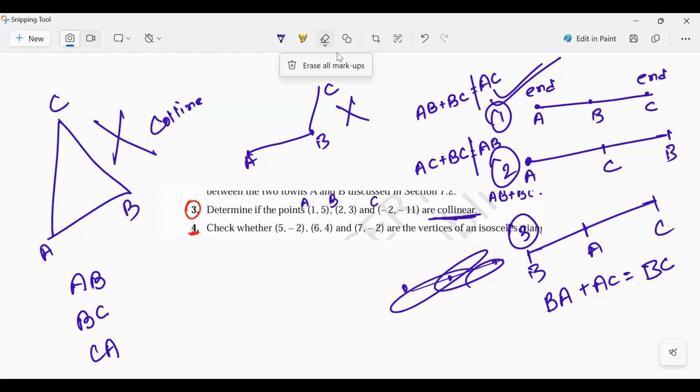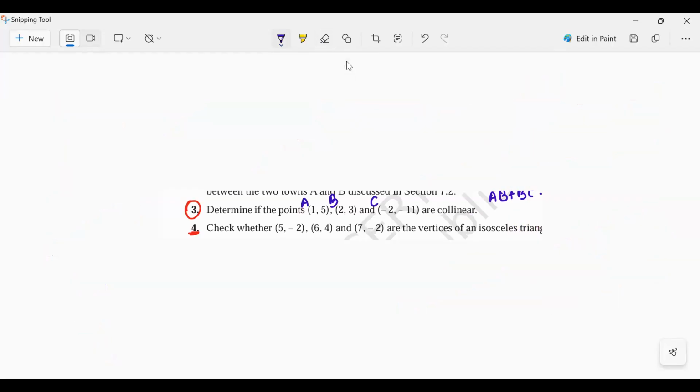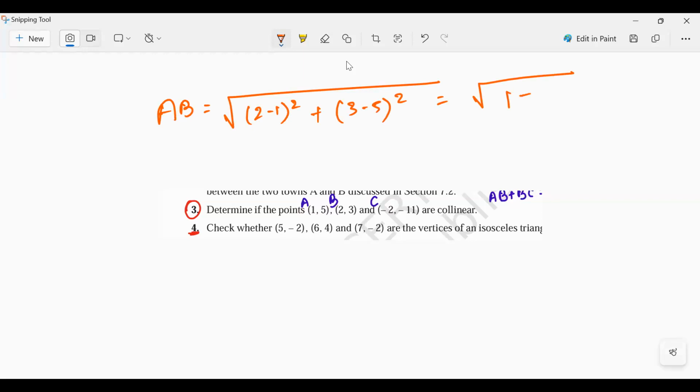Okay, so let's do it from the beginning. We will be finding the distance AB, the distance BC, and the distance CA. AB will be quick. The formula is square root of x2 minus x1 whole square plus y2 minus y1 whole square. That means 2 minus 1 whole square plus 3 minus 5 whole square. 1 square is 1 and 2 square is 4. Just root 5 we are getting.